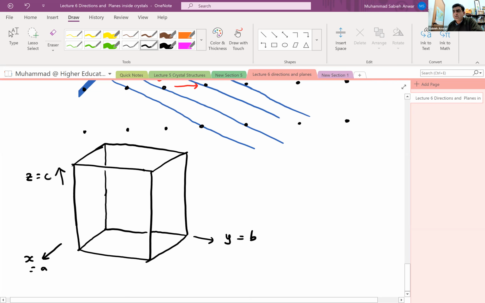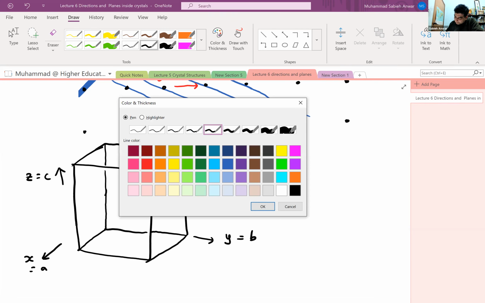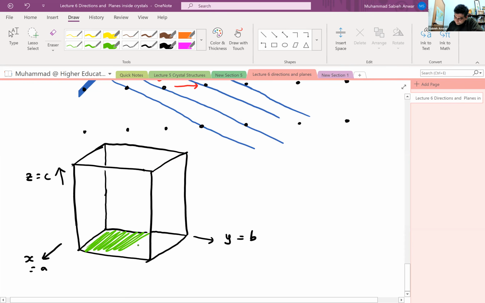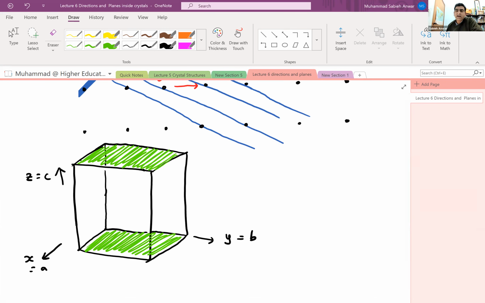Now let me draw a plane. The first plane I would like to draw is very simple. This, of course, is a plane. This plane is the same as this plane because of the periodicity of the lattice. So these two planes are equivalent. They are just two oppositely lying faces of a unit cell.